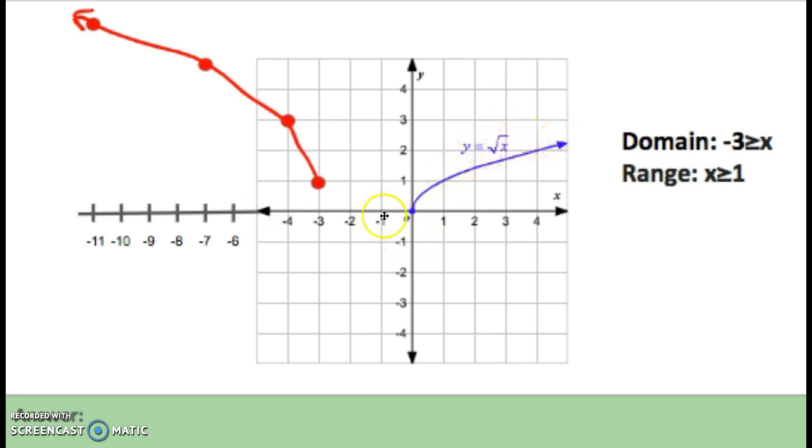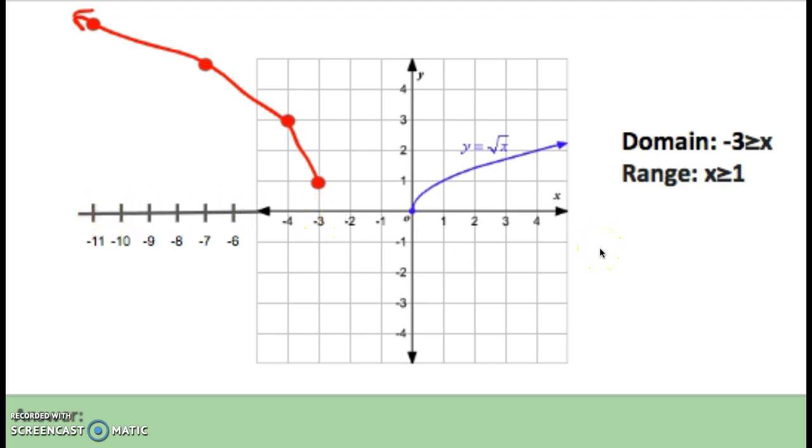This one, the blue line, is the parent function. And the red line is the modified function. So once we graph the points, we have the line. Now, the domain of this equation is every number that's equal to or less than -3. And the range is every number that's equal to or greater than 1. Remember, the domain is the x values that would make the function work. So this is why all the numbers that are less than -3 will work.